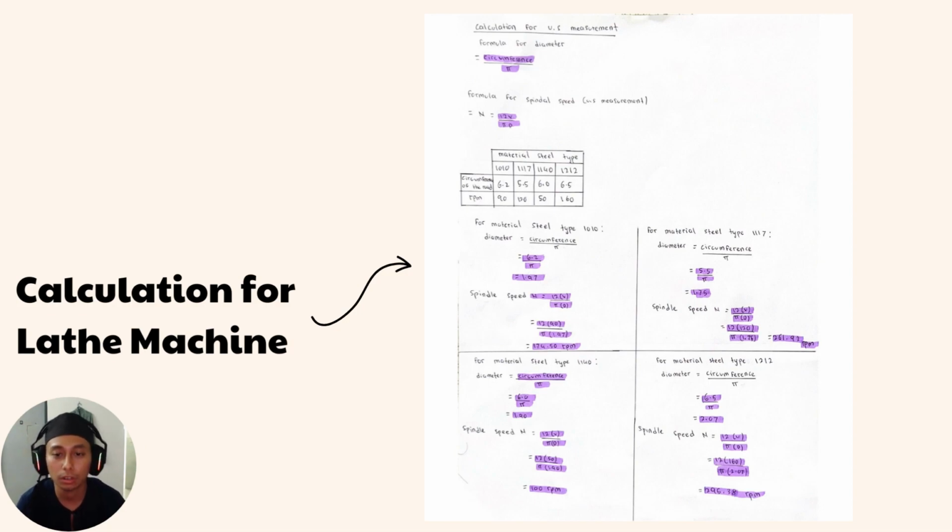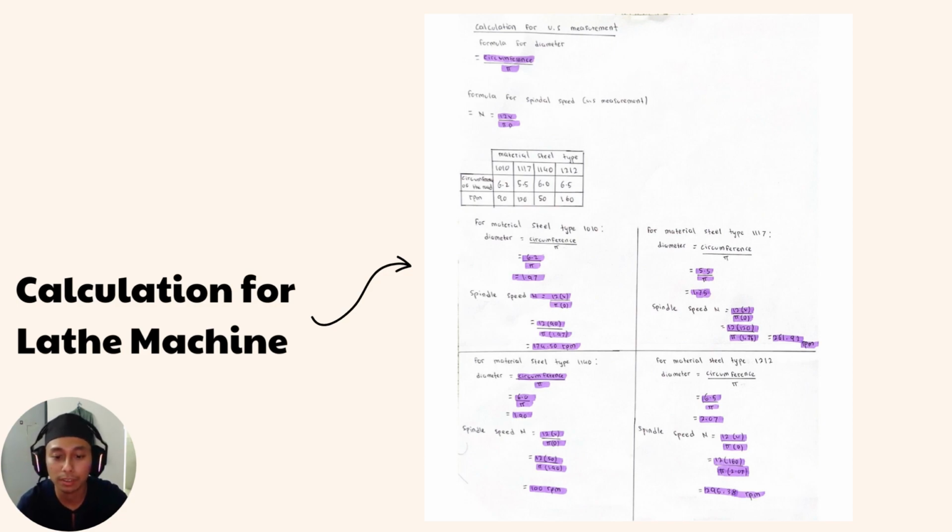This is the calculation for the lathe machine. Use the US measurement; the values are already given in the table. For material steel type 1010, 6.2 over pi equals 1.97. For the spindle speed, 12 times 90 over pi times 1.97 equals 174.50 rpm.